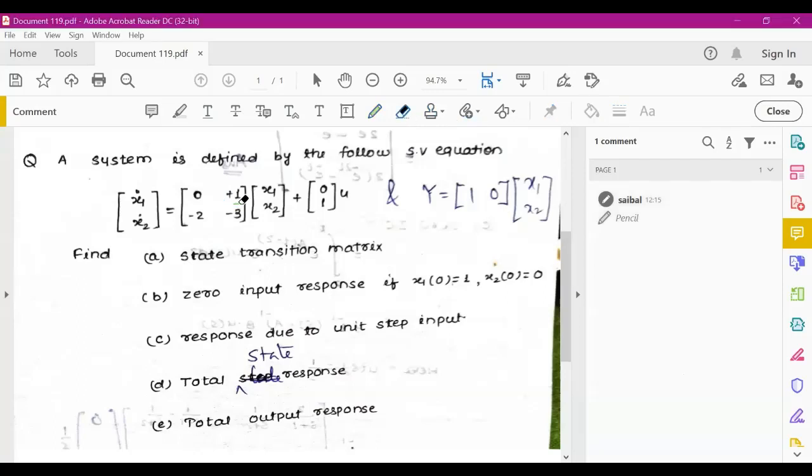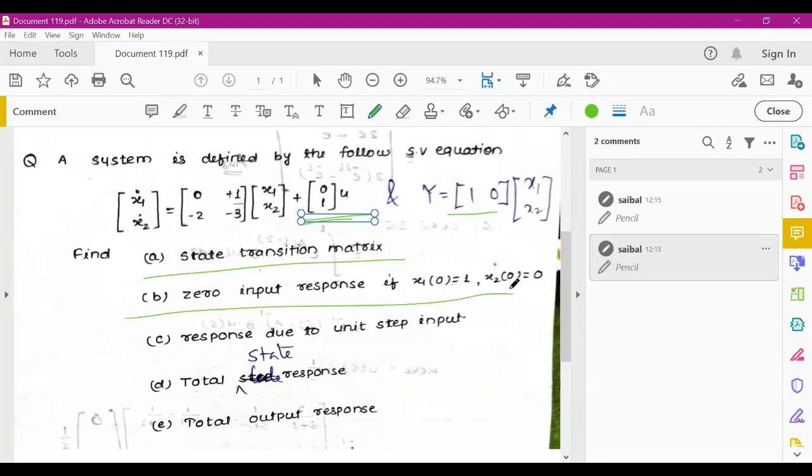I will do this problem. A system is described by the following state variable equation: x1 dot, x2 dot is equal to 0 1, minus 2 minus 3, x1 x2, plus 0 1 u, and y equal to 1 0, x1 x2. Find the state transition matrix.